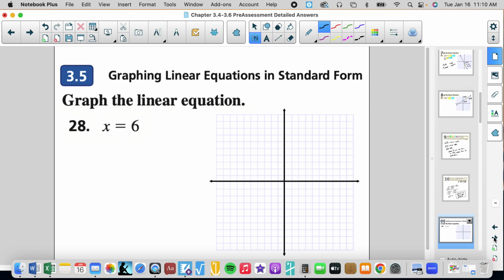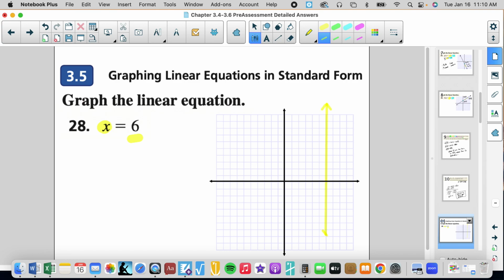Okay. Graph linear equations. So one of the things that we should notice is that there's only one variable here. When there is one variable, that means that it's going to be horizontal or vertical. And this is going to cross the x-axis at 6. So here's my x-axis. I'm going to find 6. 1, 2, 3, 4, 5, 6. And I'm going to make a vertical line.